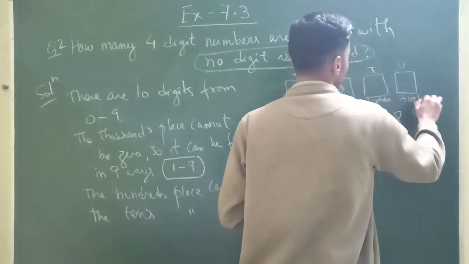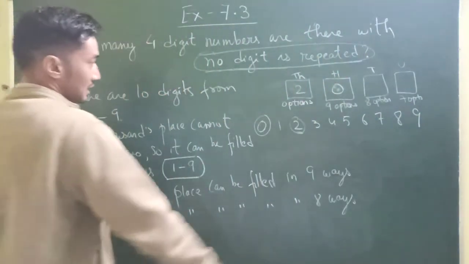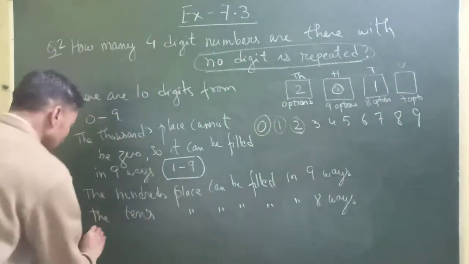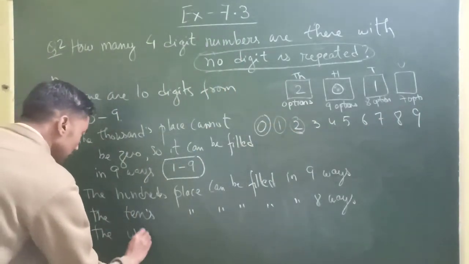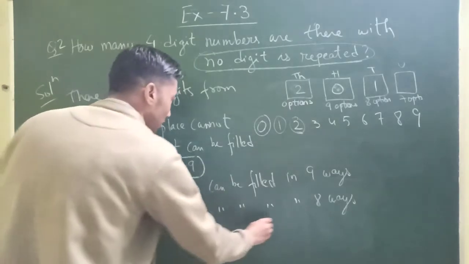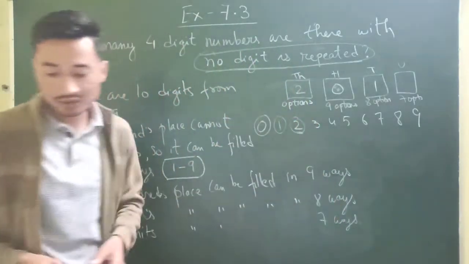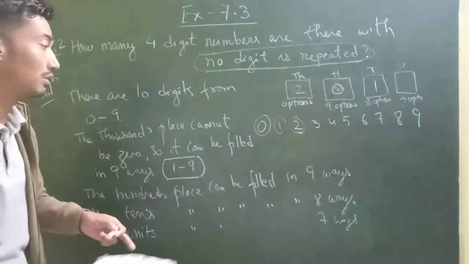Now similarly here, how many options? I hope you have got it. We now have 7 options. Let's say here I use 1, so this is also out. So 1, 2, 3, 4, 5, 6, 7. So the units place can be filled in how many ways? 7 ways. But each of these, of course, can be any one of the numbers.